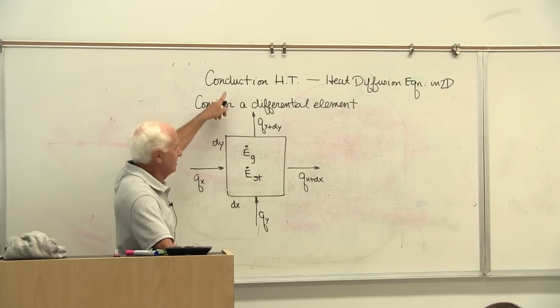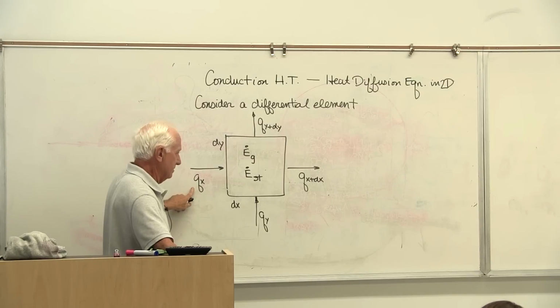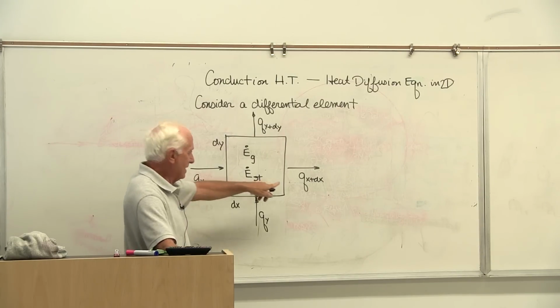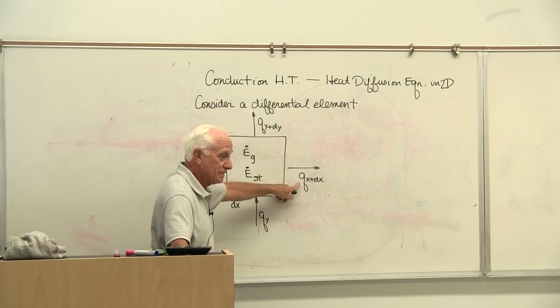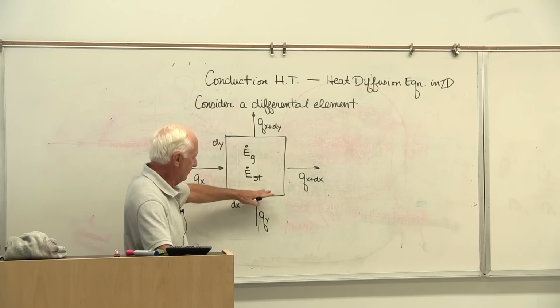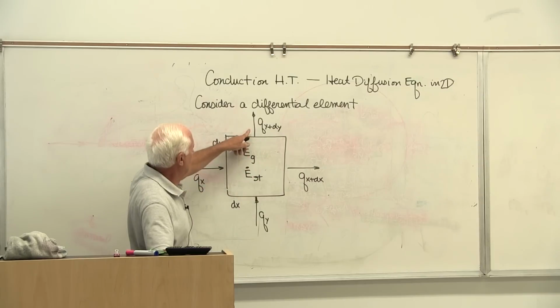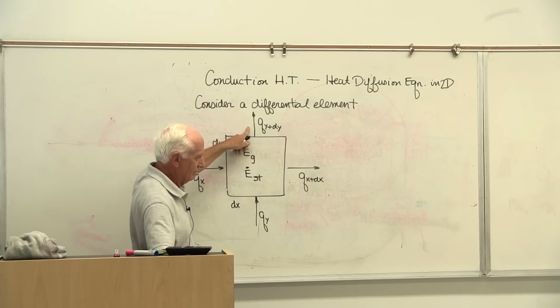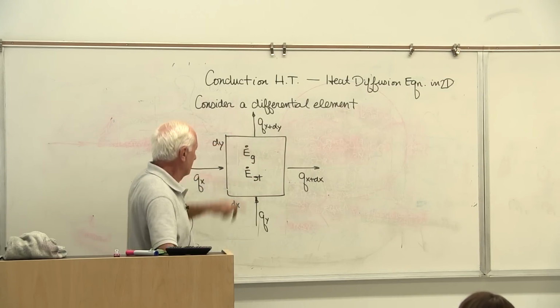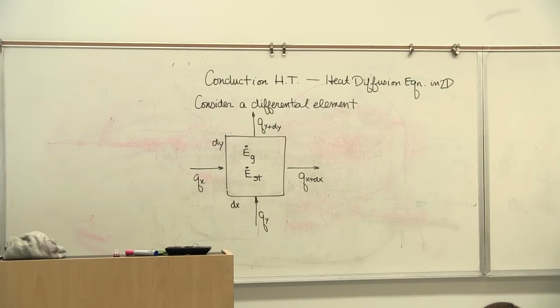Now this is conduction. The energy coming in on the left-hand face comes in by conduction. We call it Qx. We assume it varies continuously. We write the energy going out as Qx plus dx. Energy coming in the bottom face, Qy, by conduction. Energy going out the top by conduction, Qy plus dy.